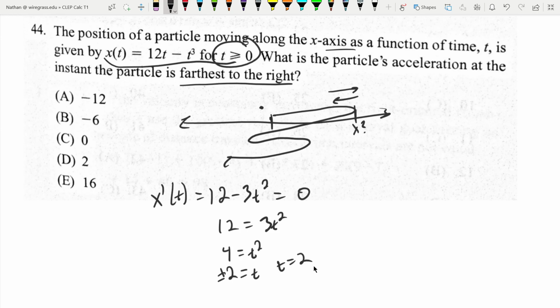Now, I don't really care about the position of the particle. I care about the acceleration of the particle. And that happens at the second derivative. And of course, we're going to find the second derivative and then plug in. We already found where the value actually is.